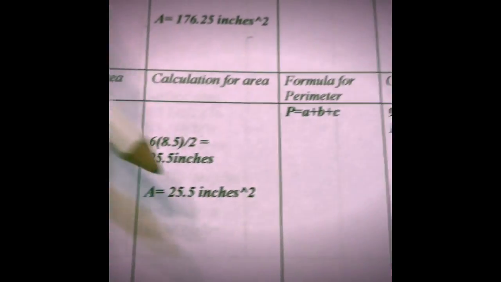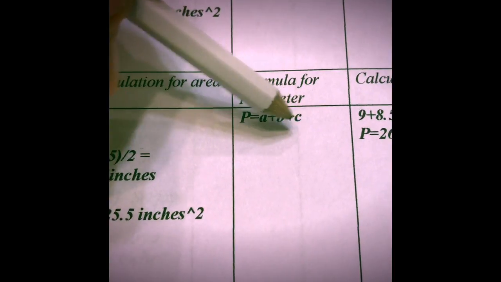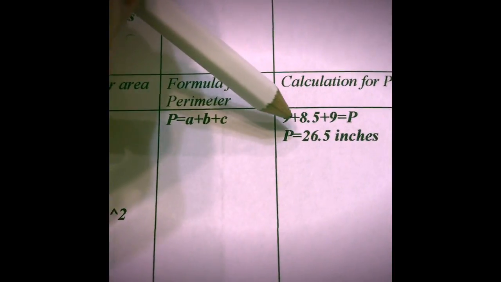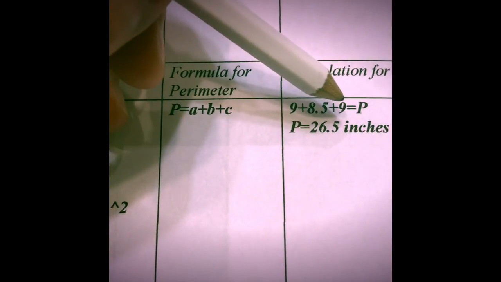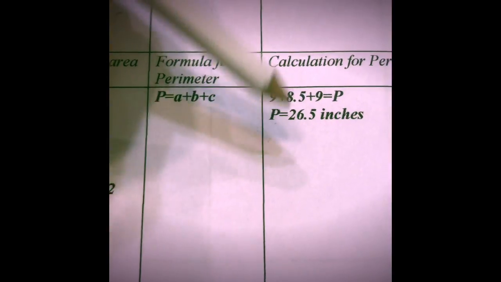Don't forget the squared. For perimeter, it's A plus B plus C, which you're just adding up each of the sides, which was 9 plus 8.5 plus 9, and that will give us the perimeter is 26.5 inches.